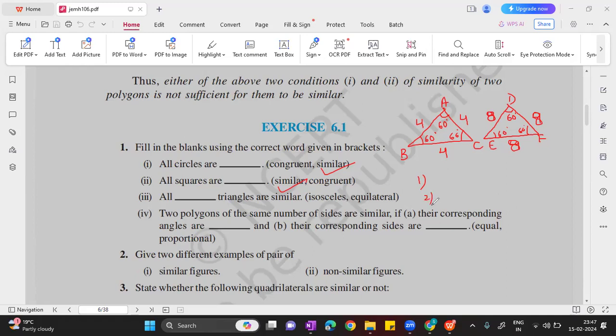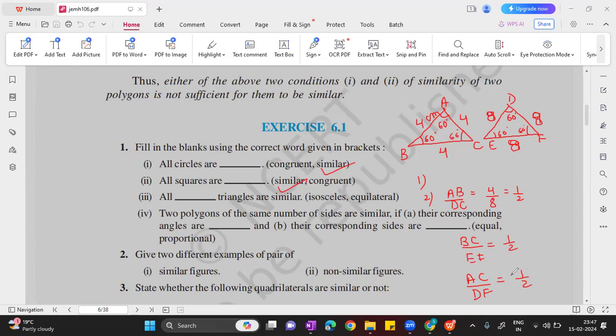Second condition: are the ratios proportional or not? So tell me, what is AB upon DE? What is AB? I have not written centimeter, just 4. What is DE? 8. What is 4 by 8 if you simplify? 1 upon 2. Similarly, Manya, if you find BC upon EF, that is also 4 by 8, which is 1 by 2 only. And if you find AC upon DF, that is also 1 by 2 only.